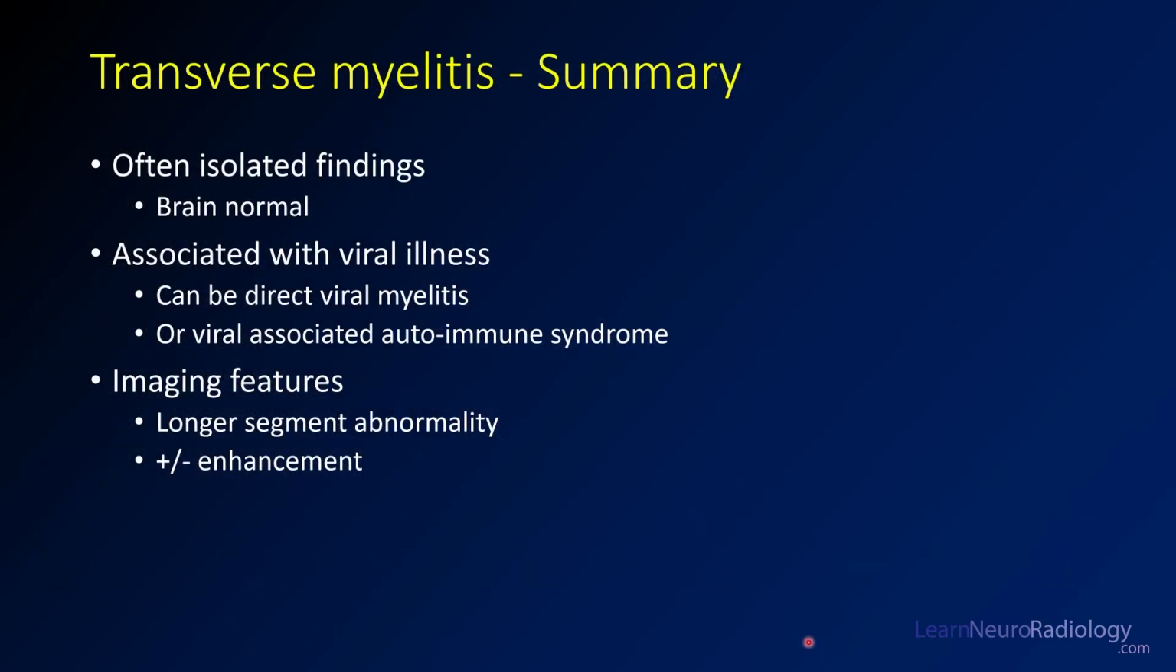In summary, when you have transverse myelitis, many times what you'll see is just isolated findings. You have a normal brain, although you will want to image the brain to see if there's something abnormal in the brain. Many times it can be associated with a viral illness, either a direct viral myelitis or an autoimmune syndrome associated with a viral illness. Now, the imaging features compared to other things that affect the spinal cord, they tend to have a longer segment abnormality. They may or may not have enhancement. And in these two cases, we did see some enhancement.